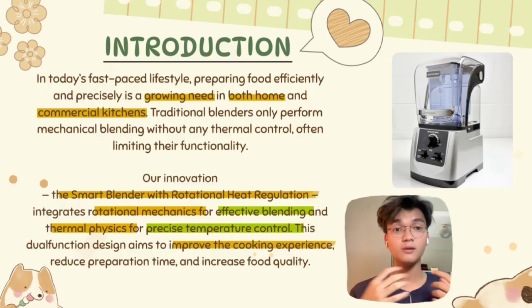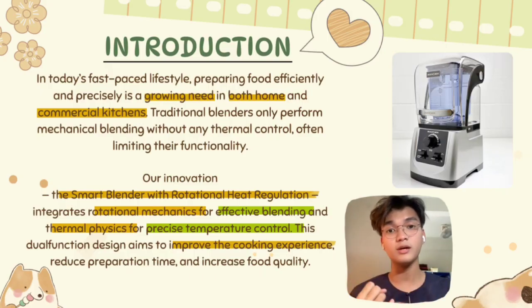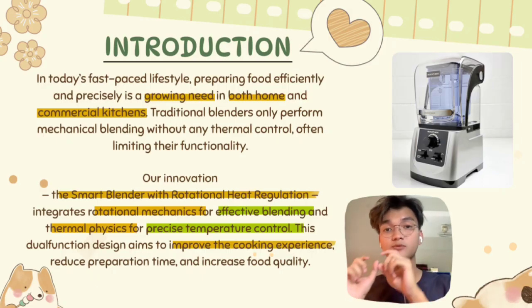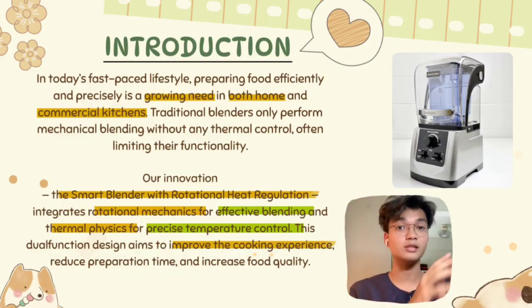Our innovation, the smart blender with rotational heat regulation, combines rotational mechanics for better blending and thermal physics for accurate temperature control. These two-in-one functions help improve the cooking experience, save time, and make food quality better, as you can see from the diagrams next to me.